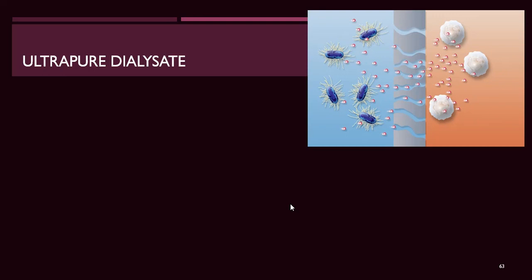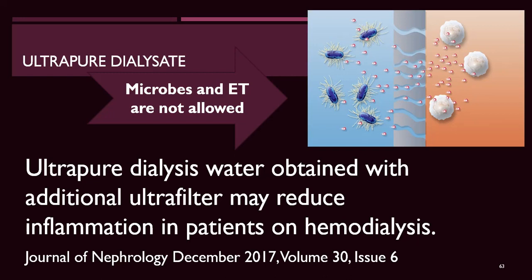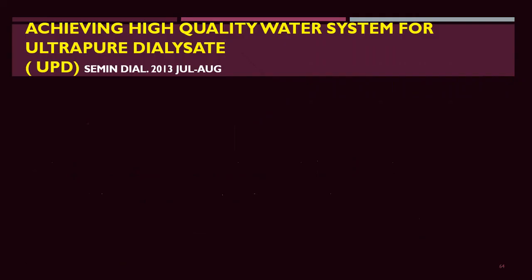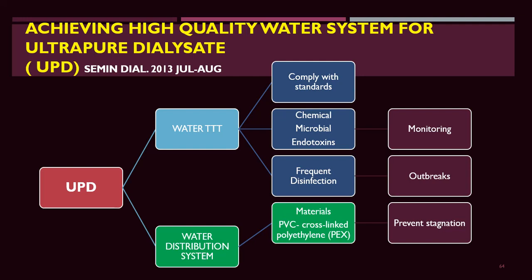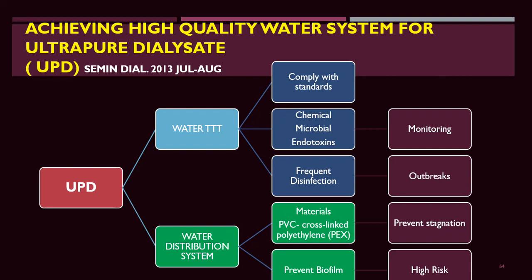Remember also, ultrapure dialysate is important in preventing inflammation during dialysis. So using a high flux membrane in addition to ultrapure dialysate prevents cytokine production and prevents dialysis-related amyloidosis. Water treatment, chemical and microbial, with frequent disinfection, choosing the right method of disinfection, and good monitoring, all of them prevent the development of dialysis-related amyloidosis.